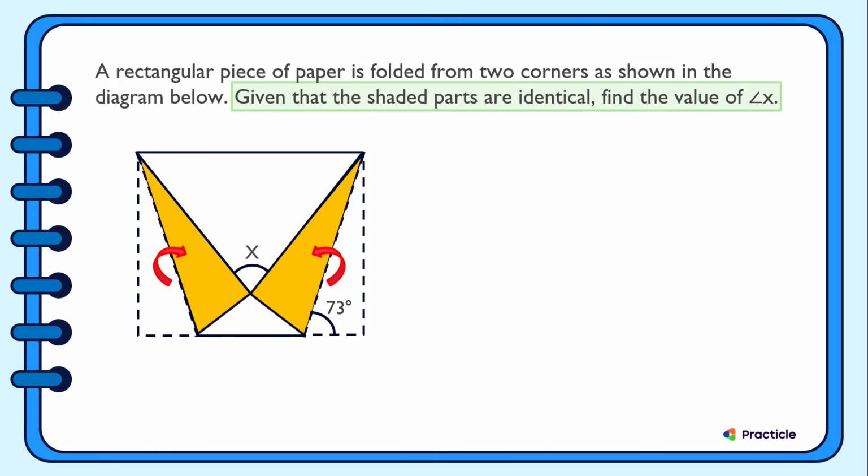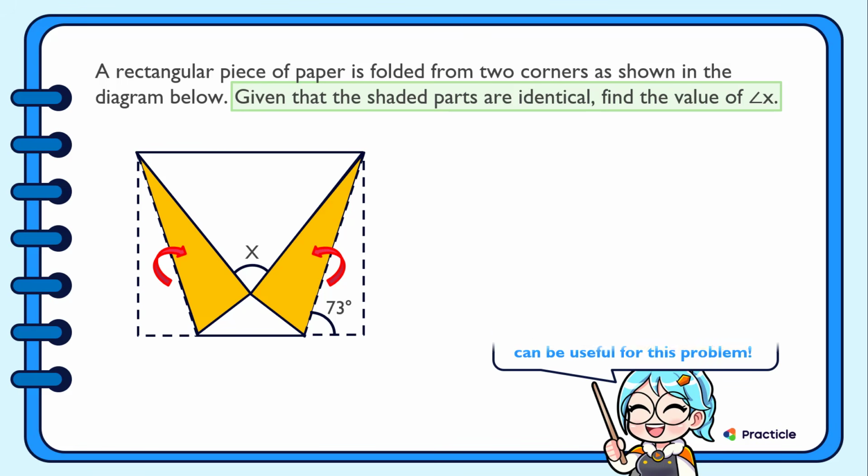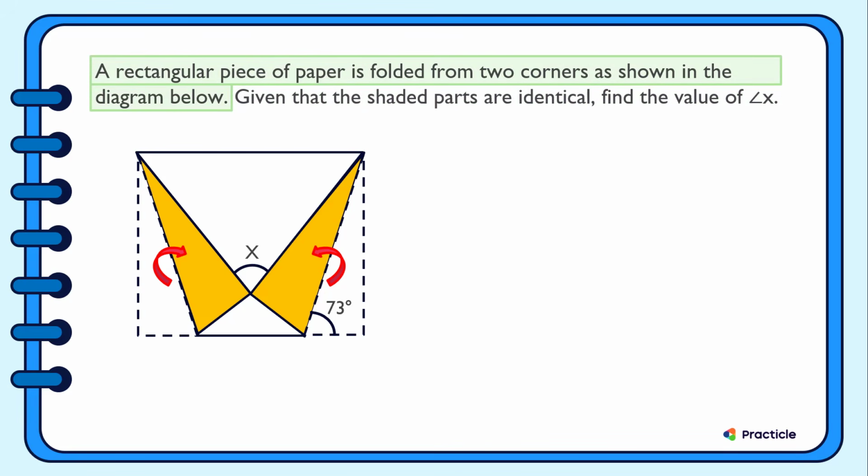Now, after reading this question, I'm sure all of you would be able to tell that this must be a question that's testing us on angles, correct? So let's try to recall what are some of the angle rules that we have learned and how we can apply them to this geometry question step by step. In the first sentence, we are given that a rectangular piece of paper is folded at two corners.